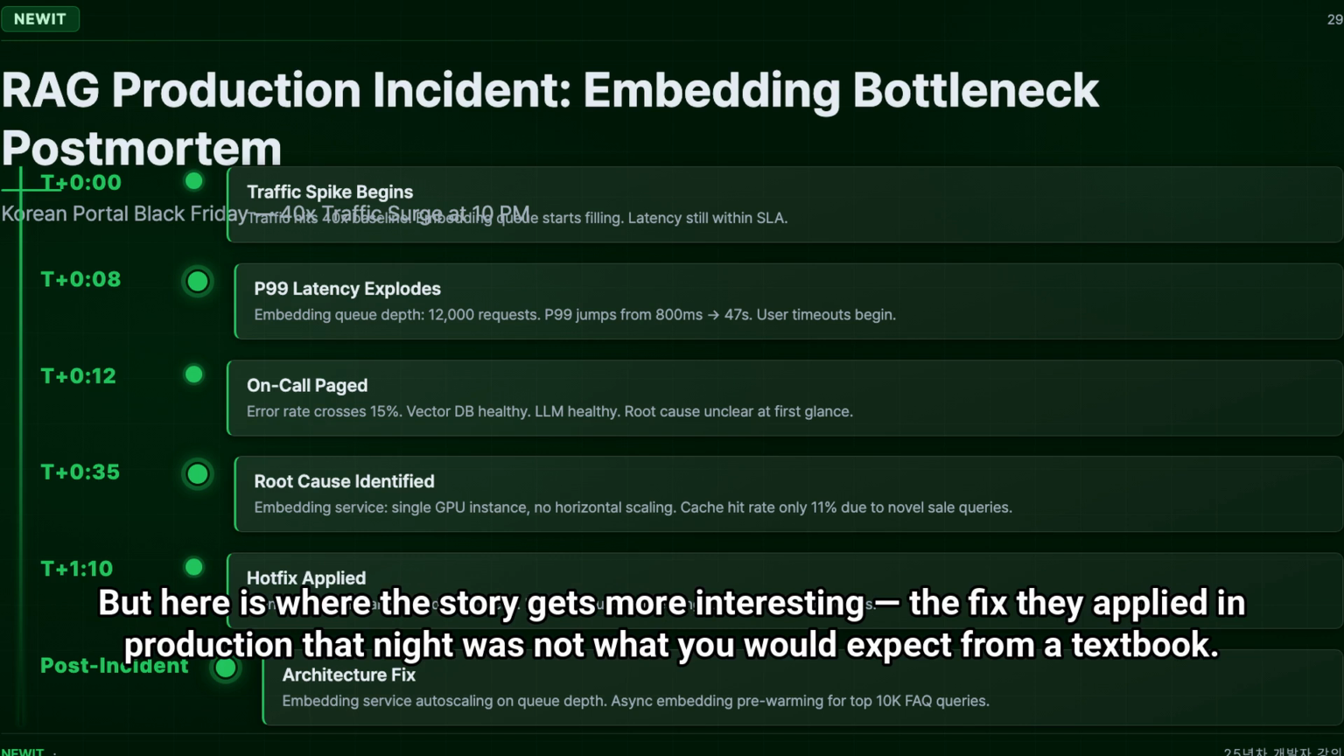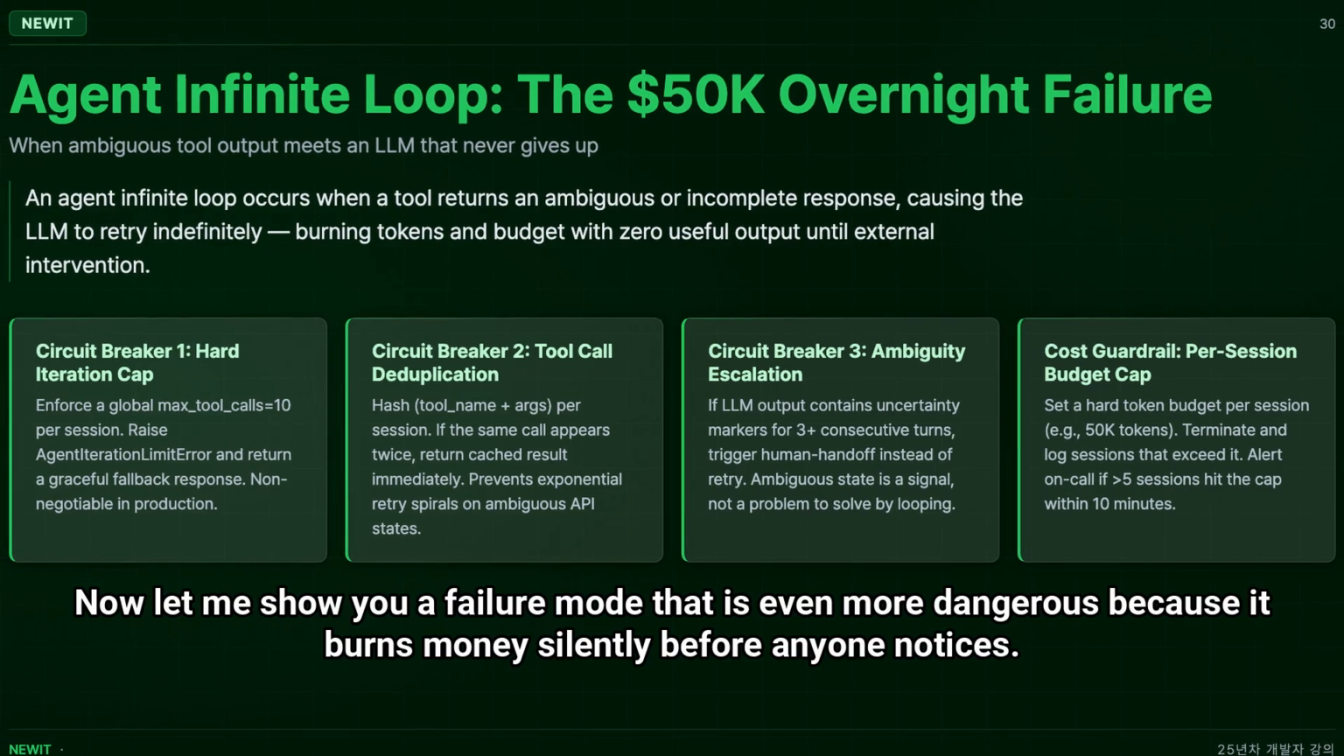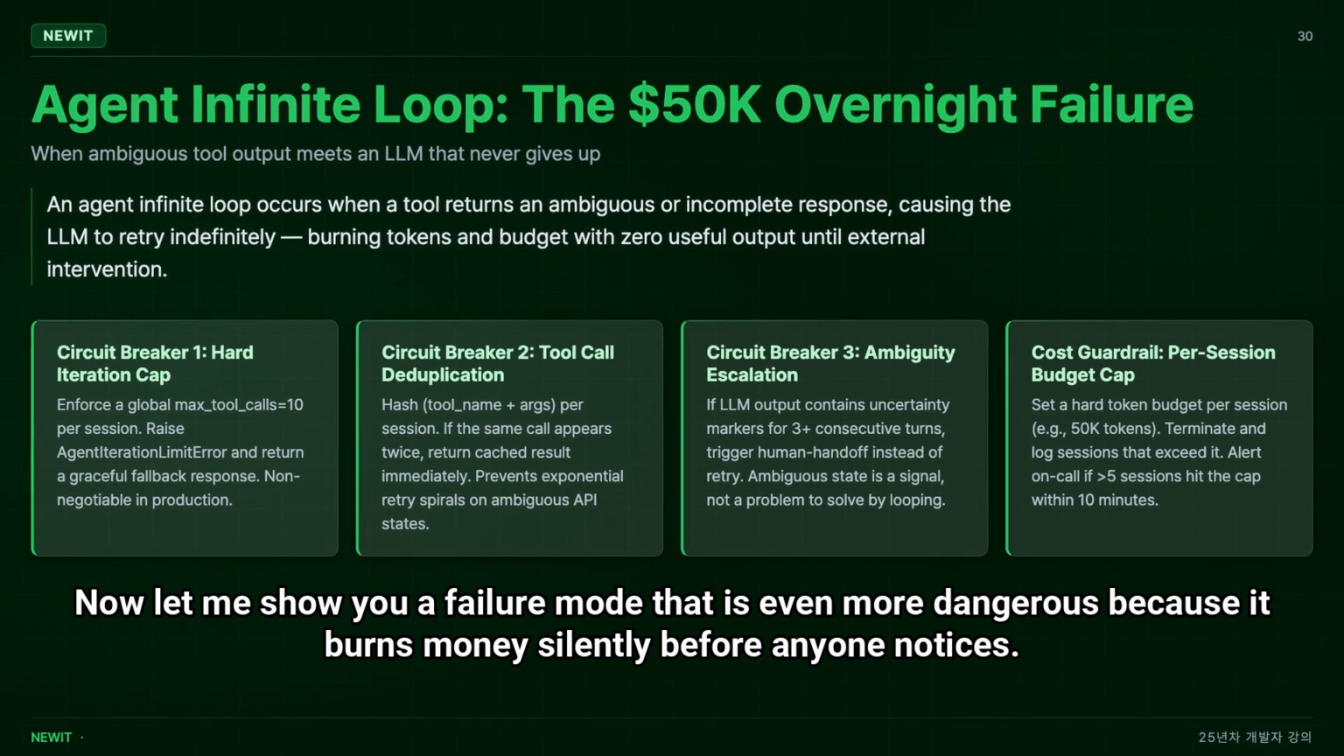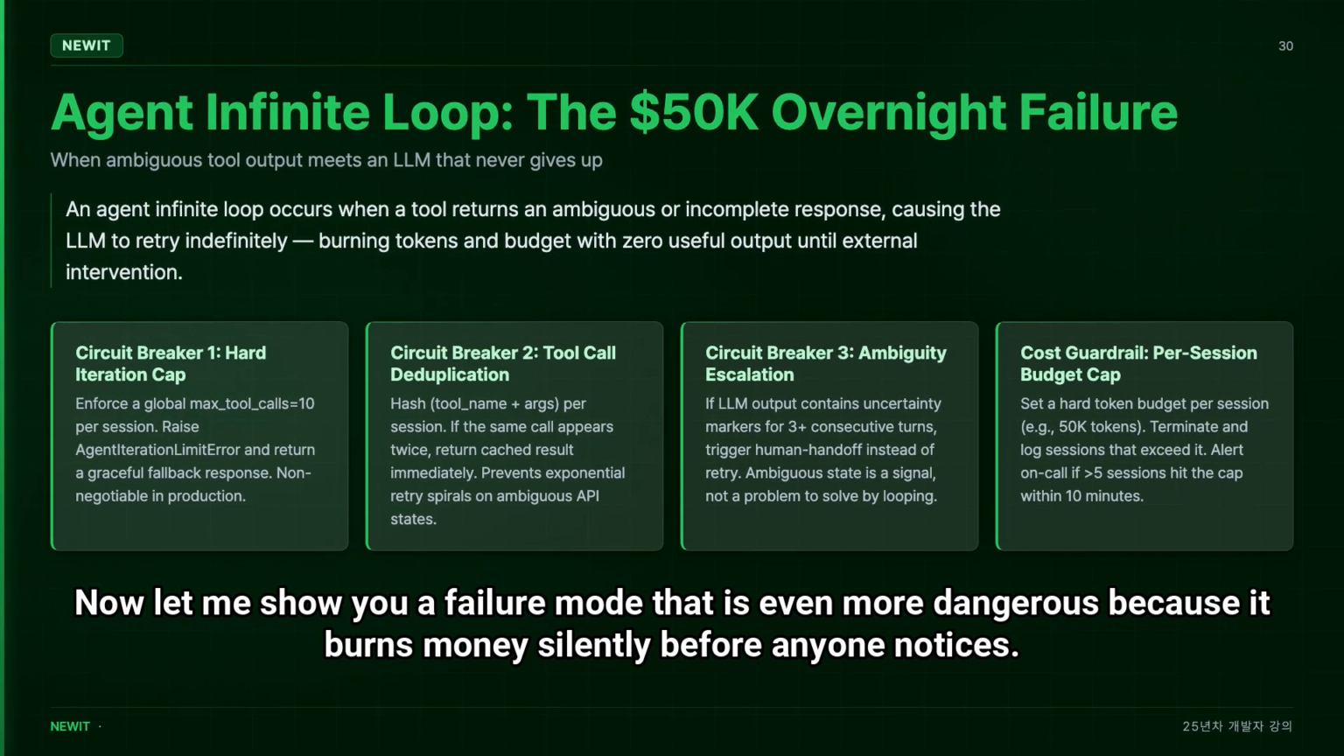But here is where the story gets more interesting. The fix they applied in production was not what you would expect from a textbook. Now let me show you a failure mode that's even more dangerous because it burns silently before anyone notices.